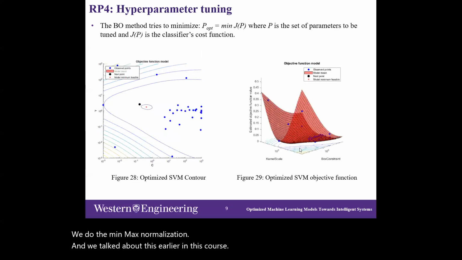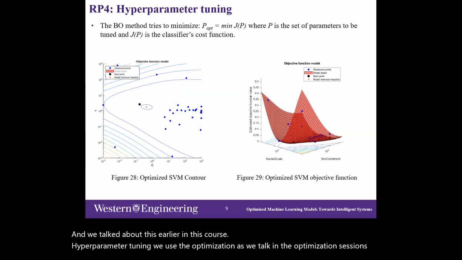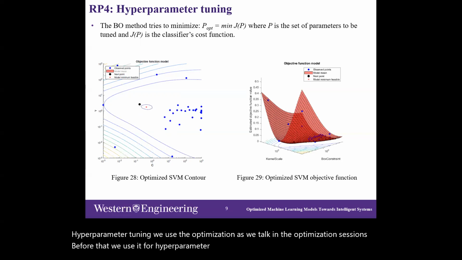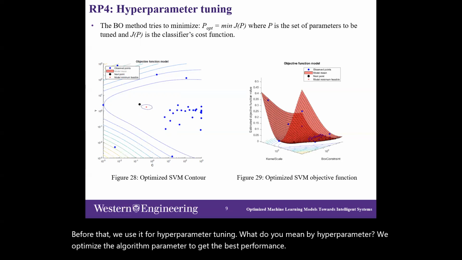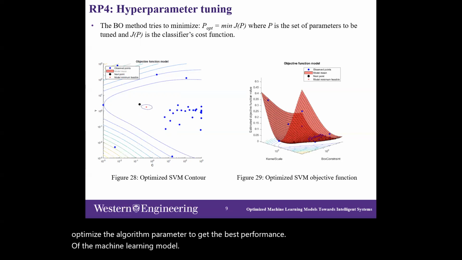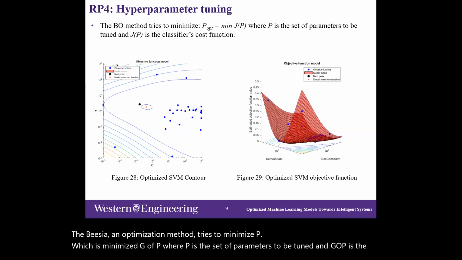Hyperparameter tuning: we use optimization, as we talked about in the optimization sessions before, for hyperparameter tuning. What do we mean by hyperparameters? We optimize the algorithm parameters to get the best performance of the machine learning model. So the Bayesian optimization method tries to minimize G of P, where P is the set of parameters to be tuned and G of P is the classifier cost function.